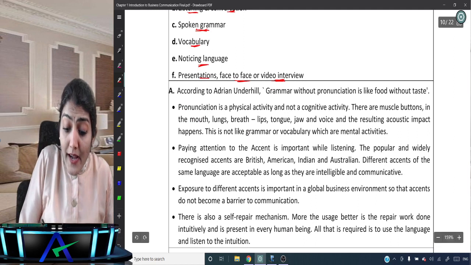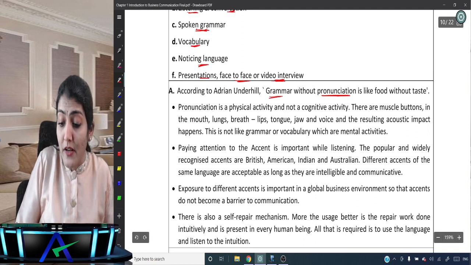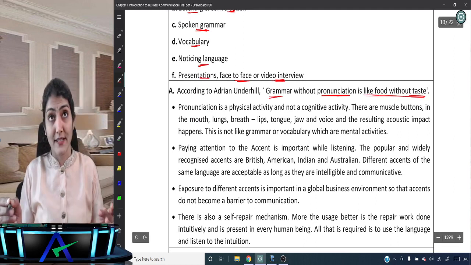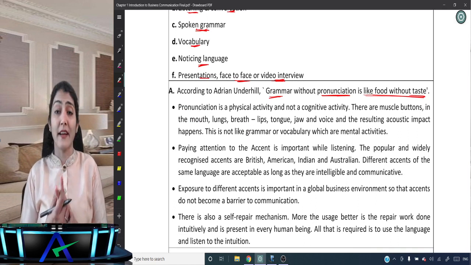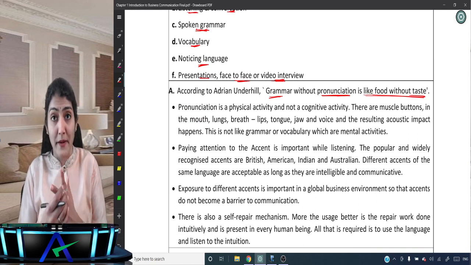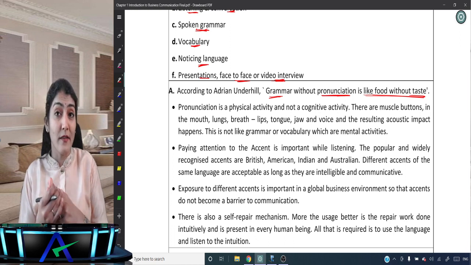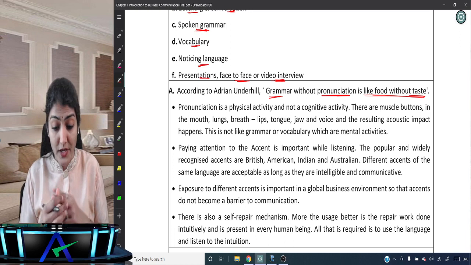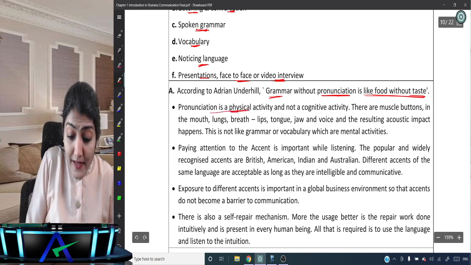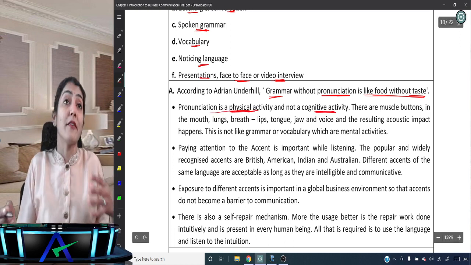Right. So grammar without pronunciation is like food without taste. If you use the correct grammar but you pronounce it incorrectly, like "startiment," then it is like food without taste. So pronunciation is very important. Pronunciation is a physical activity and not a cognitive activity.